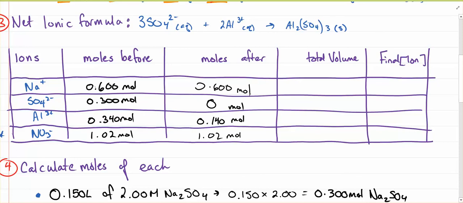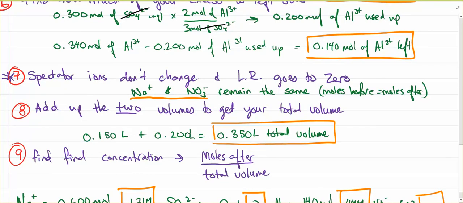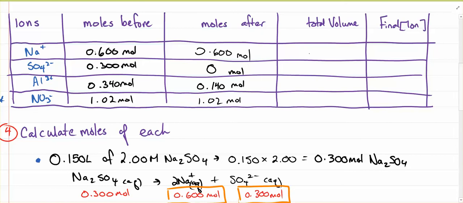Now to calculate my total volume, remember I'm mixing 2 solutions here. When I'm mixing the two solutions, I have 0.150 liters and 0.200 liters, because I'm mixing 150 mL and 200 mL together, and I make sure that's in liter form. That gives me 350 mL, or in the proper form, 0.350 liters. And it's the same for all of them because you're adding the two solutions together.